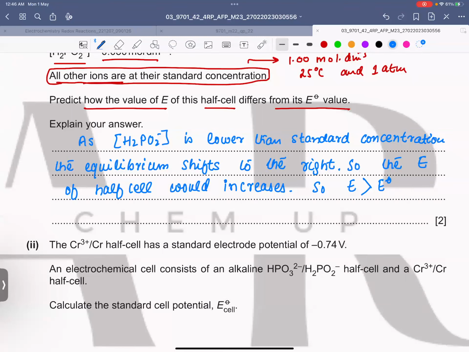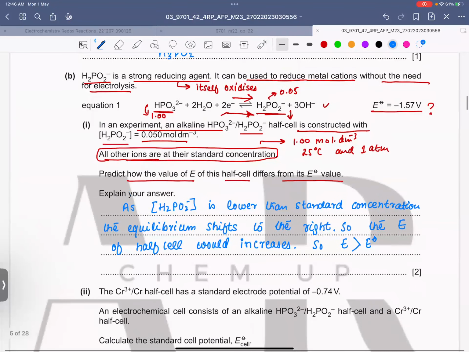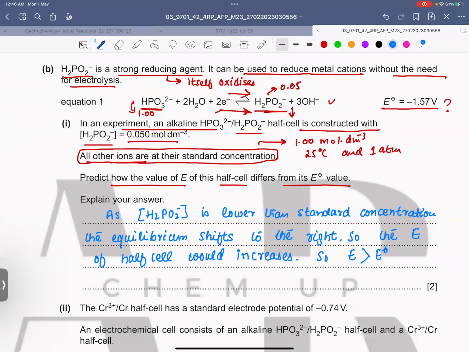So, sir, whenever the equilibrium shifts to the right, the E value increases. No, wait. There is an important thing over here to understand. In this case only, because in this case the forward reaction is reduction. If instead the equation is flipped, where the forward reaction is oxidation, the whole concept is reversed. When the forward reaction is oxidation, then if the equilibrium is shifting towards the right, the E value decreases.